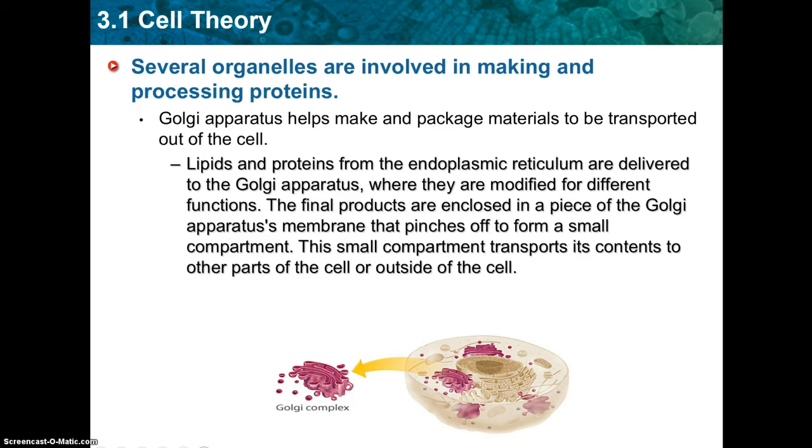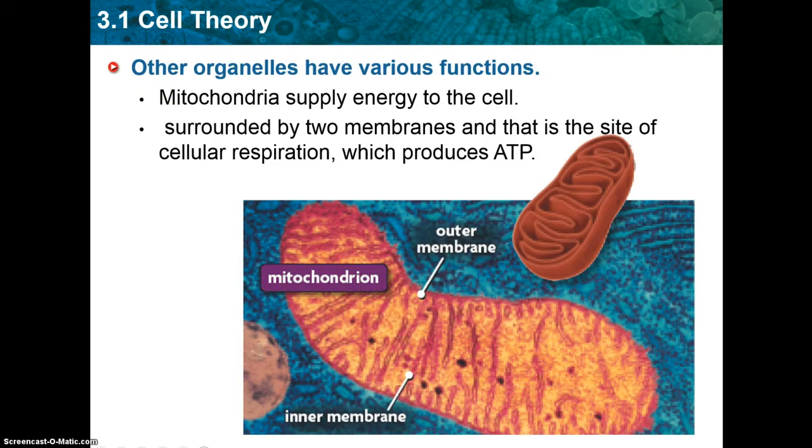Next, we're going to move on to our other organelles that have various functions. First one we're going to talk about is mitochondria. Mitochondria, you also see it referred to as mitochondrion, because one is singular and one is plural. They supply energy to the cell. As you've probably heard in the past, they're referred to as the powerhouse of the cell. They are surrounded by 2 membranes, and that is the site of cellular respiration, which is where it produces ATP, which is something we will go more in depth in next unit when we start to talk about cellular respiration.